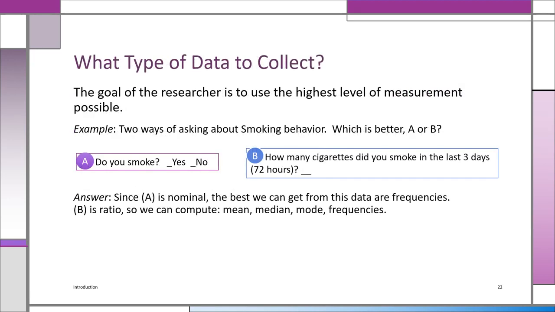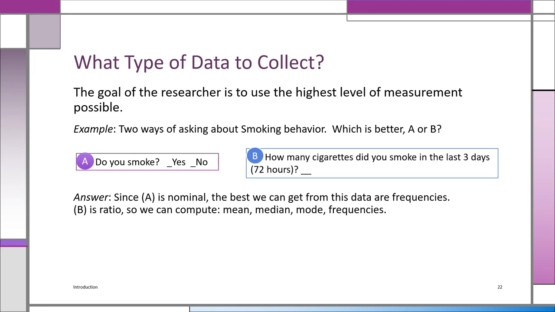Okay, what kind of data do you want to collect? The goal of a good researcher is to try to use the highest level of measurement. Remember, the lowest level of measurement is nominal. You can't do means. All you can do is mode. So you try to get the best measurement possible. For example, if I want to know about your smoking behavior, you have a choice here of A or B. A is a nominal scale. Do you smoke? Yes, no. I can count. I could say I did this at Brooklyn College or Baruch College, and I found that out of 1,000 students, 300 said yes to smoking, 700 said no. I have a count, a percentage if you want, 30% smoke.